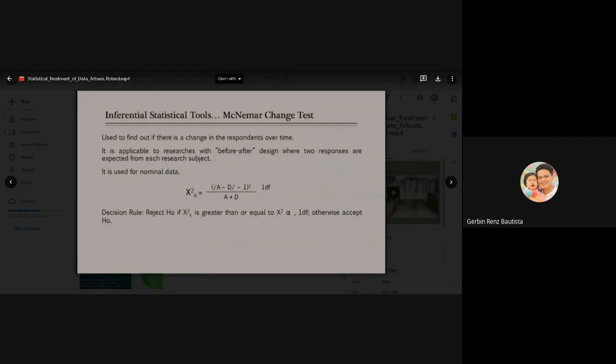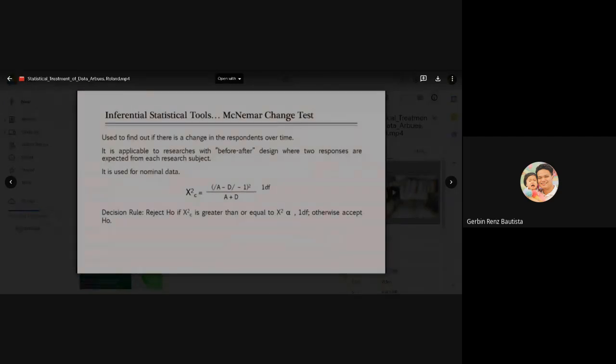The McNemar change test is also called the within-subjects chi-square test. It is used to find if there is a change in the respondents over time. It is applicable to researchers with a before-after design, where two responses are expected from each research subject. It is used for nominal data.